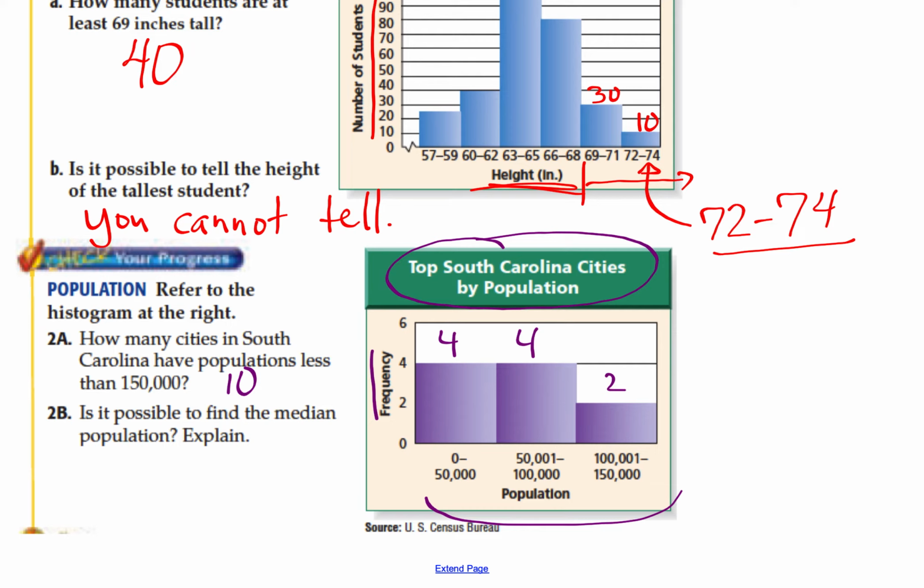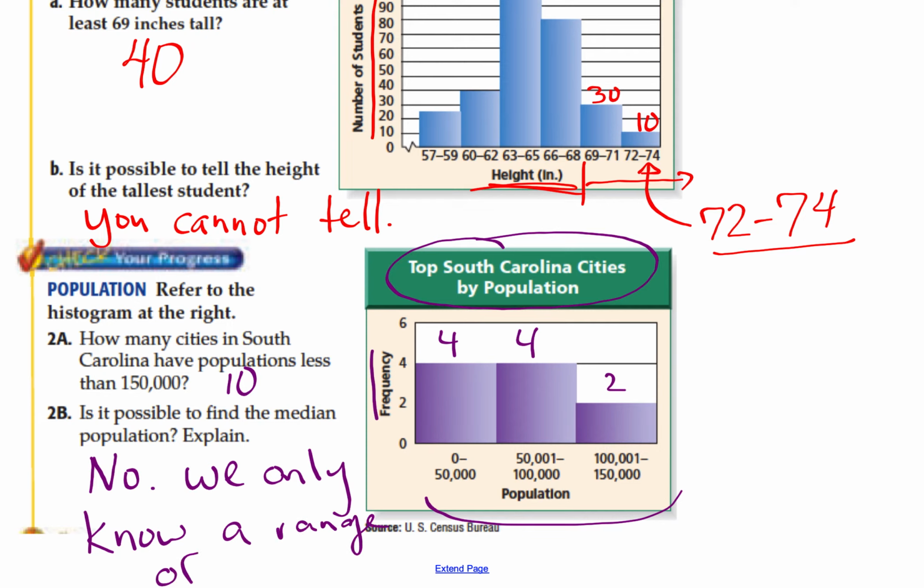Okay, no problem. Is it possible to find the median population? All right, we can find the median class, but no, we cannot find the median population. The reason is we only know a range of values for the median. We can't tell what the exact median is, just have a range of values for the median.